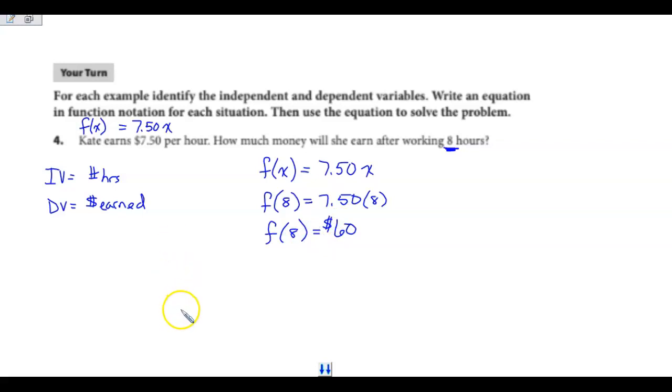Okay? If you think of it as the algebraic equation, and then just replace y with a function of your independent variable, that's how you write these. Okay?